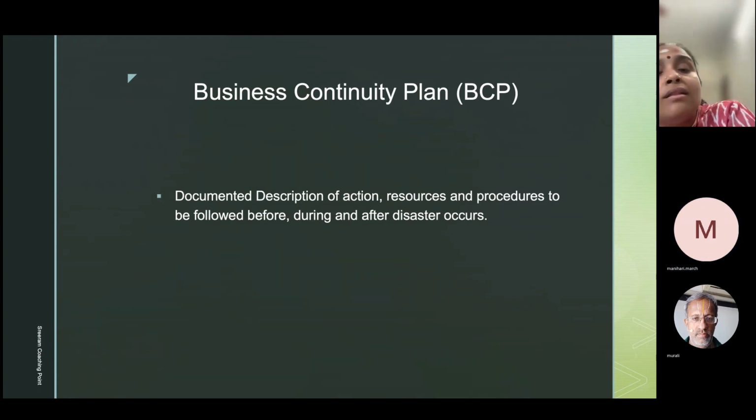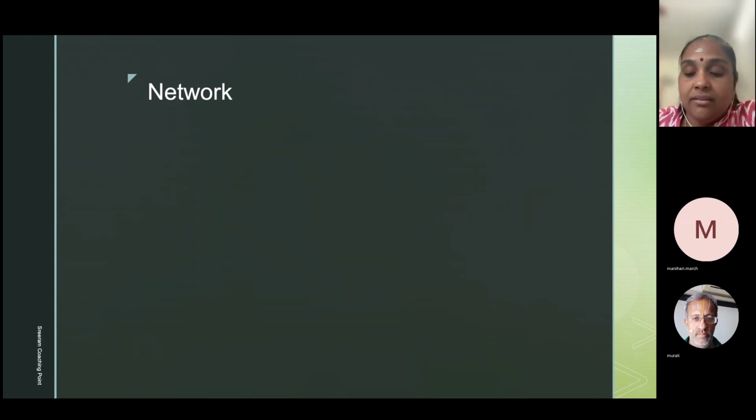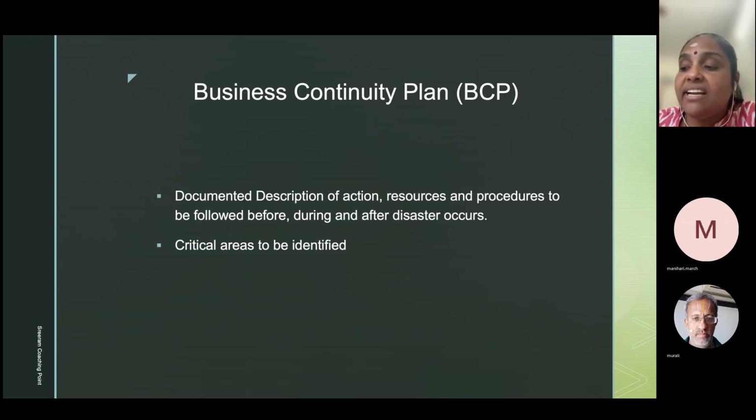Okay. So BCP is a documented description of action, resources, and procedures to be followed before, during, and after the disaster occurs. This is very, very important keywords. So BCP is basically a documented description. We decide it's a plan. So when we have a plan, we have a procedure in place. Then there is a hierarchy to be followed, and there is a standard based on which the plan is followed. Then critical areas to be identified. So this again we'll be doing it in detail in business resiliency.